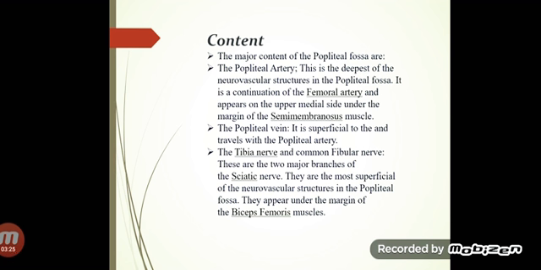The tibial nerve and common fibular nerve are the two major branches of the sciatic nerve. They are the most superficial of the neurovascular structures in the popliteal fossa. They appear under the margin of the biceps femoris muscle.